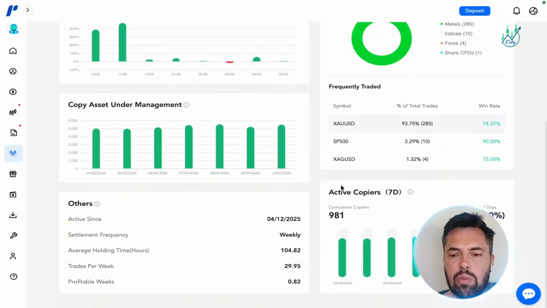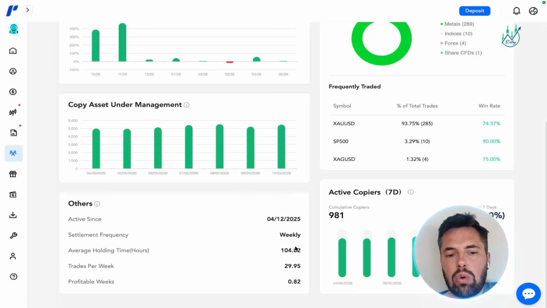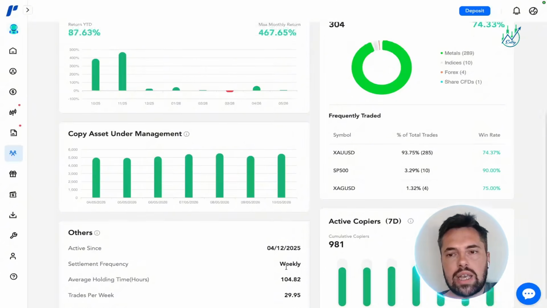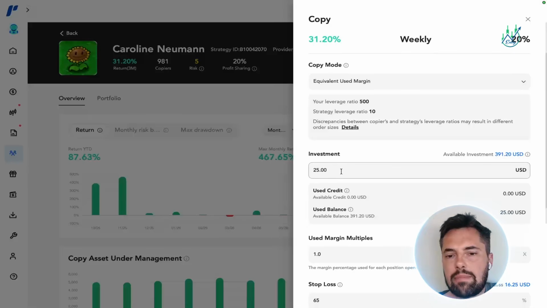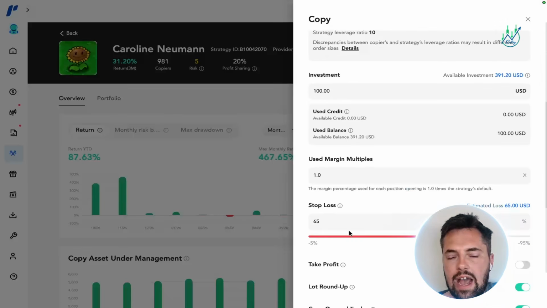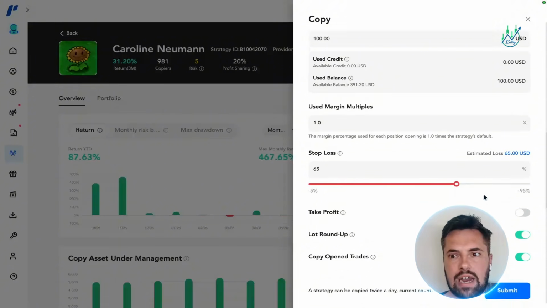And if you wanted to look at other people, this has 981 copiers. In the last 7 days, she's added 10 copiers. It shows the settlement frequency, average holding time in hours, and trades per week. If you wanted to just get in, you just click copy, and then you can decide how much you want to put in it. So if you wanted to put $100, you put $100 in. And this is stop loss, so this is your margin. This is what would kick you out of copying Carolyn if she went over that margin. So I would have to lose $65 for myself to be kicked off Carolyn's account.